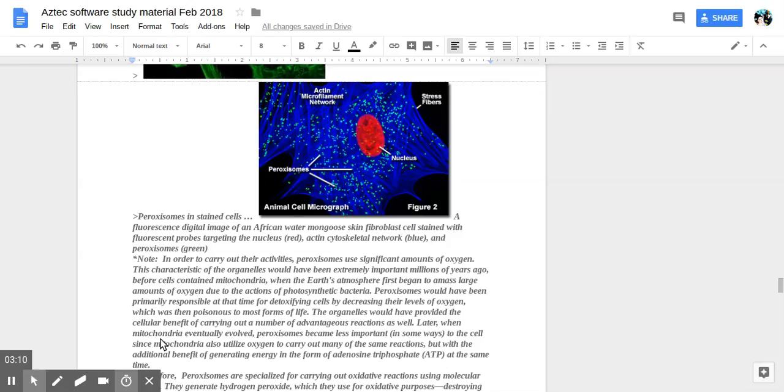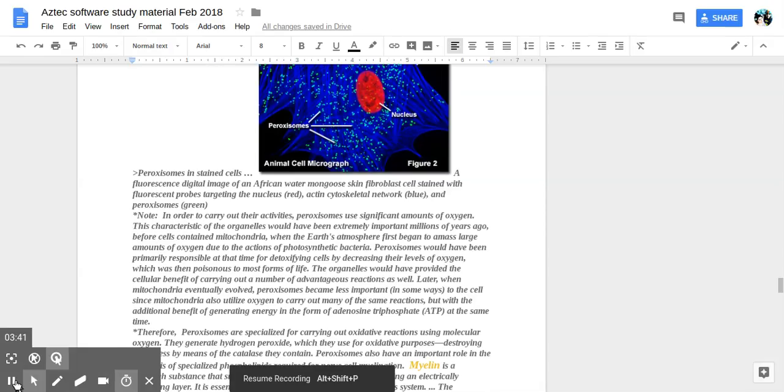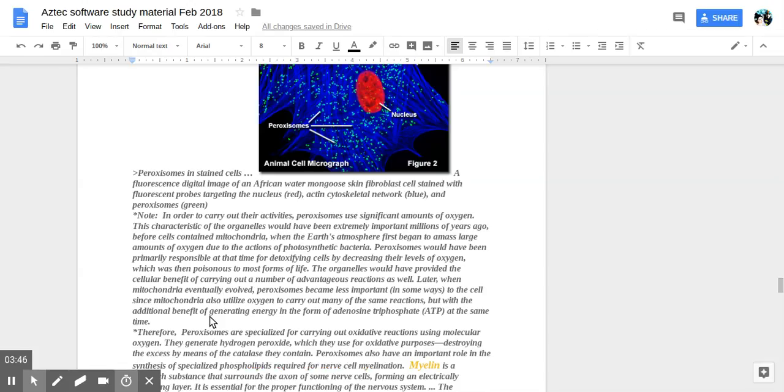Oxidation by the organelles would have provided benefits to the cell of carrying out a number of advantageous reactions. When mitochondria later eventually evolved, peroxisomes may have become less important in some ways to the cell, since mitochondria also utilize oxygen to carry out many of the same reactions, but with the additional benefit of generating energy in the form of ATP or adenosine triphosphate at the same time. Peroxisomes are therefore specialized in carrying out oxidative reactions using molecular oxygen.